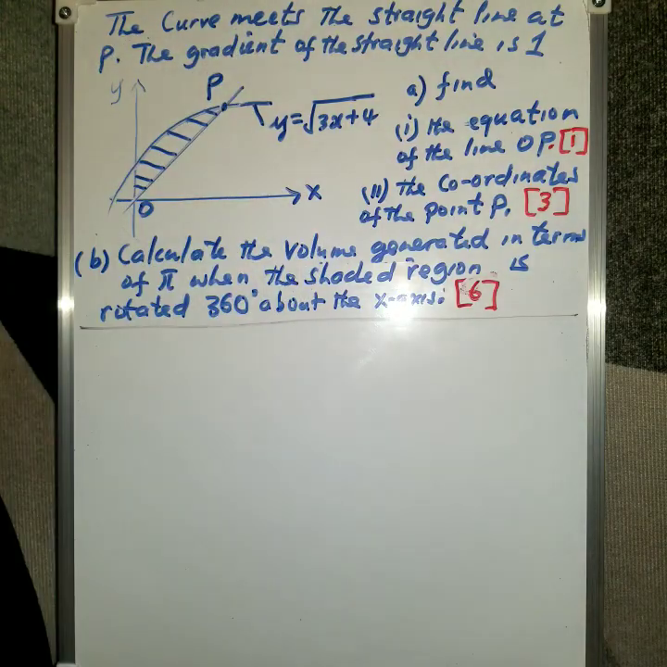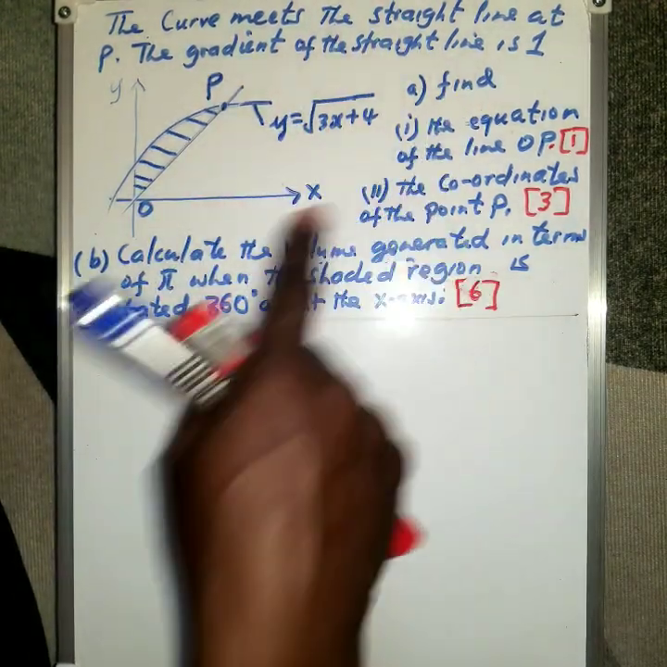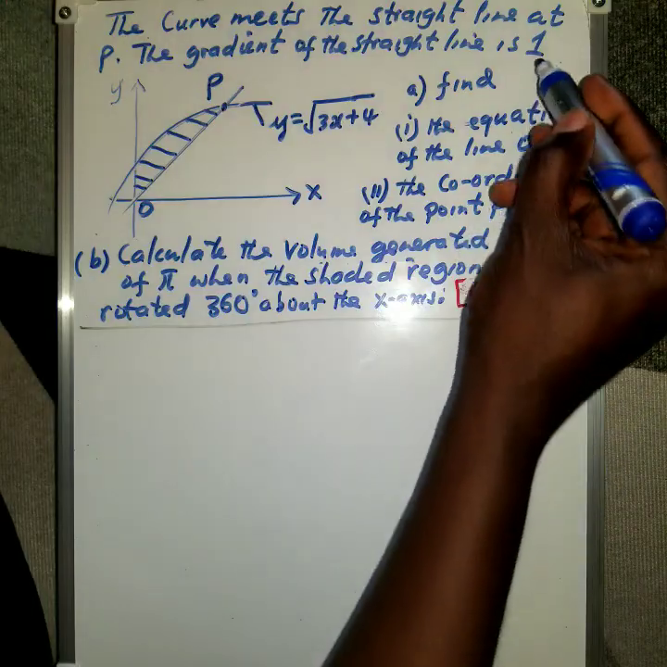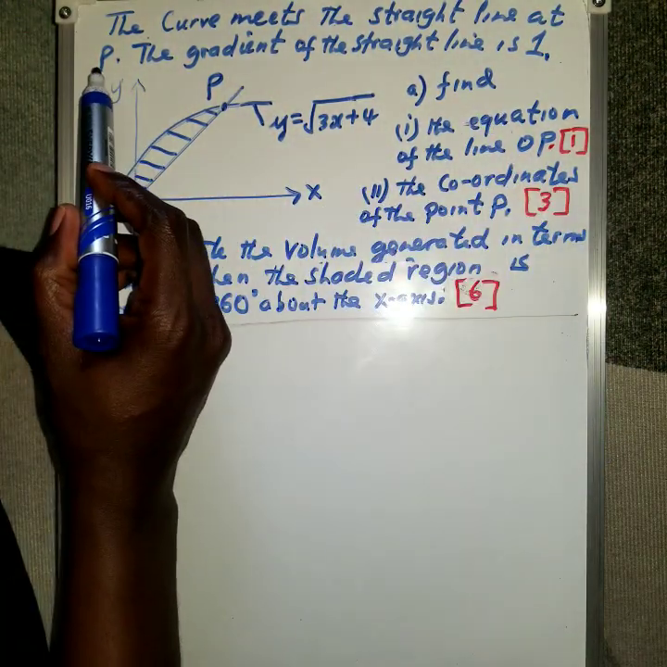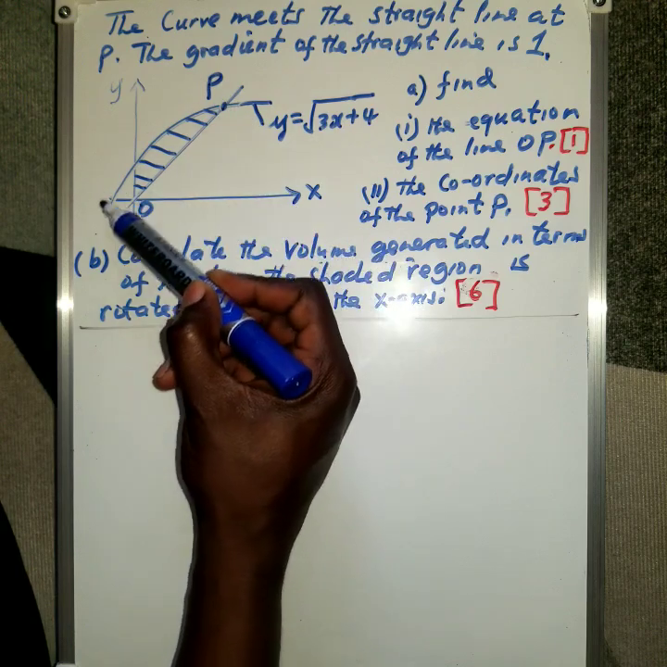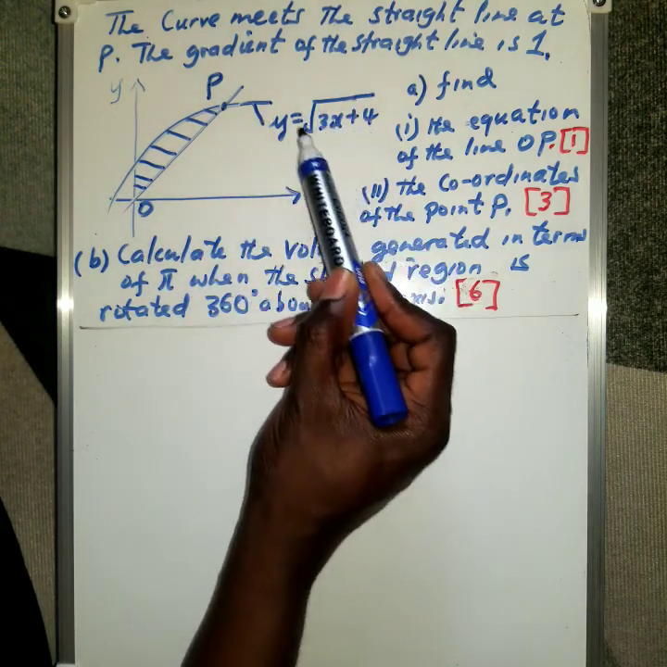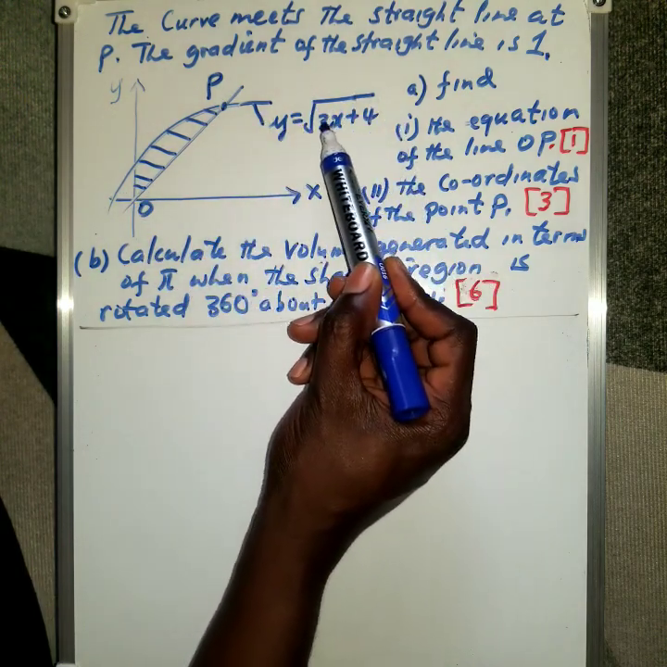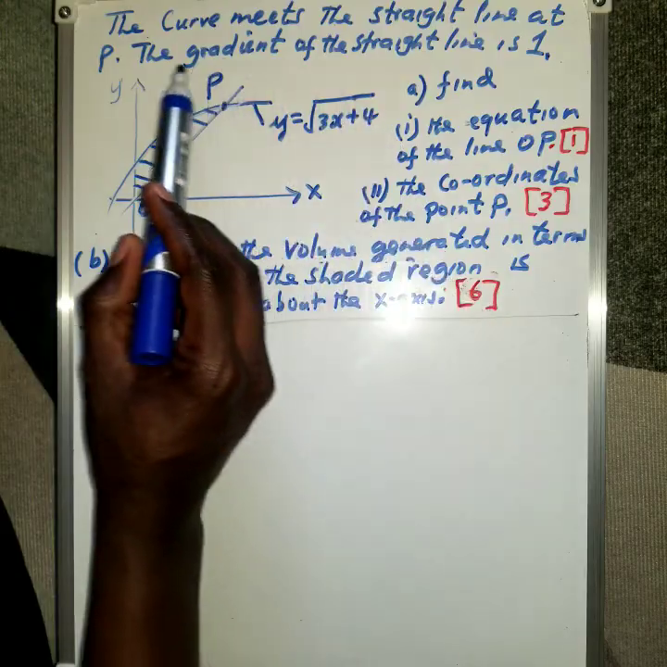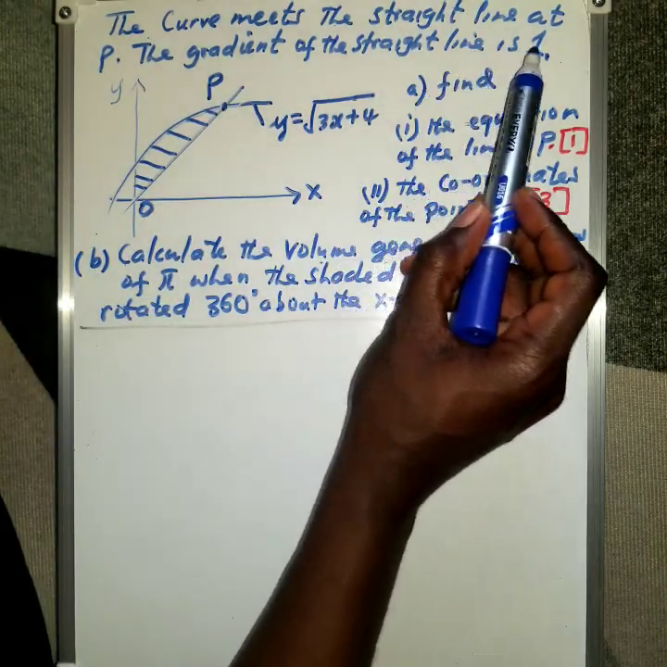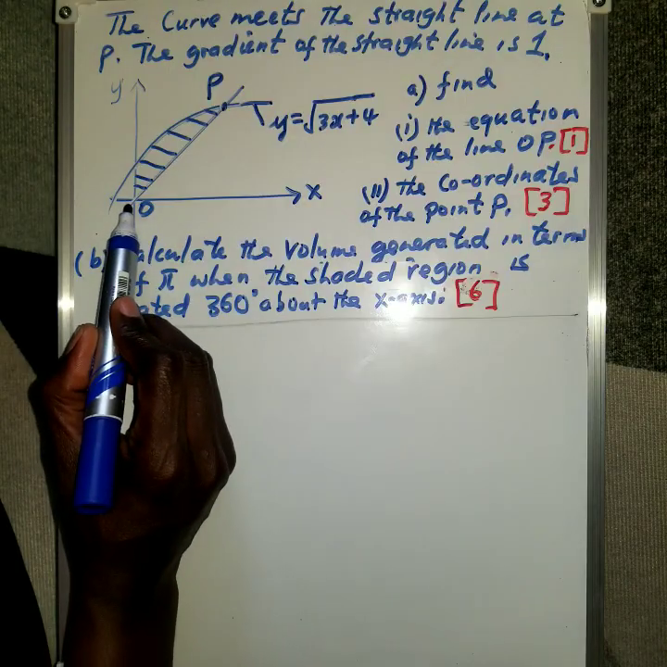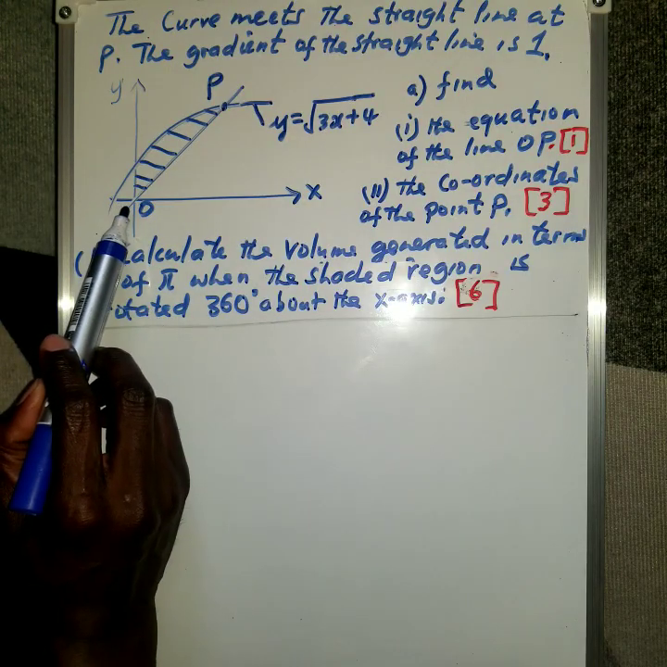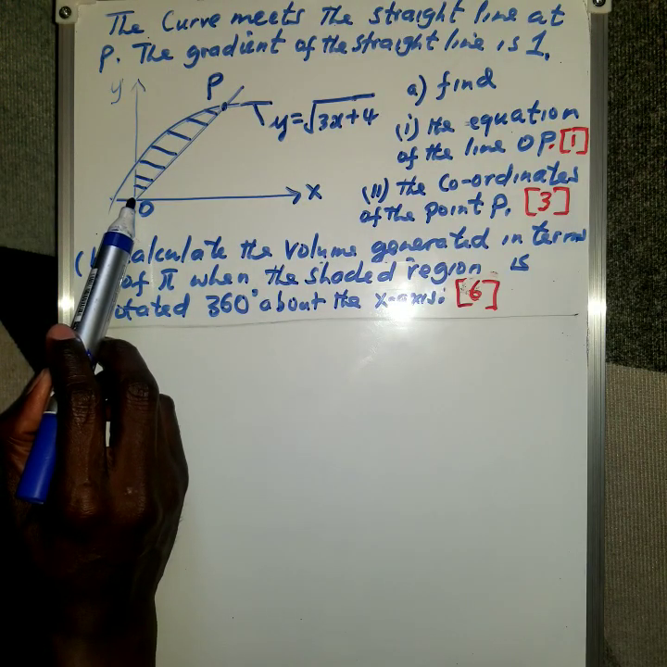So it says the curve. In fact, I've just eliminated what is redundant here. So it says the curve meets the straight line at P. You can see the curve with that equation, y is equal to the root of 3x plus 3 inside. Then it says the gradient of the line is 1. So the gradient of that line is equal to 1. And if you notice, be observant, it actually passes through the origin, meaning 0, 0.